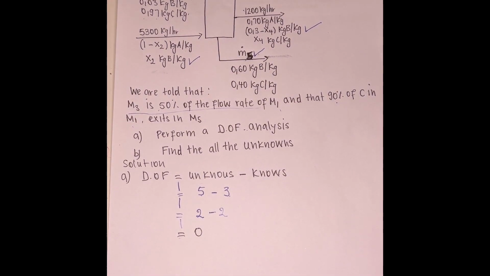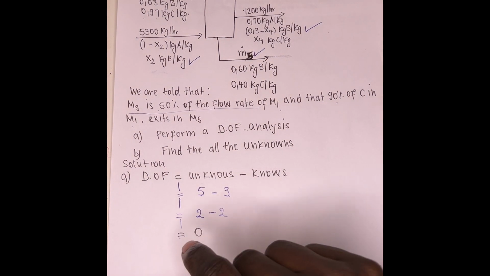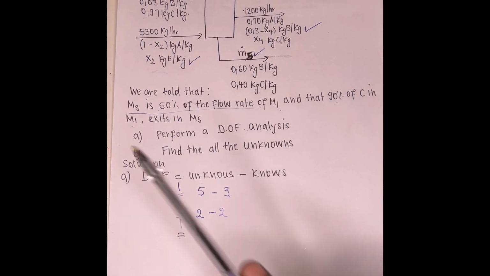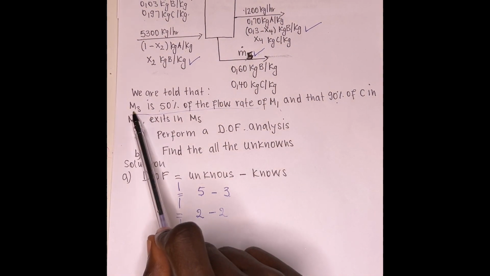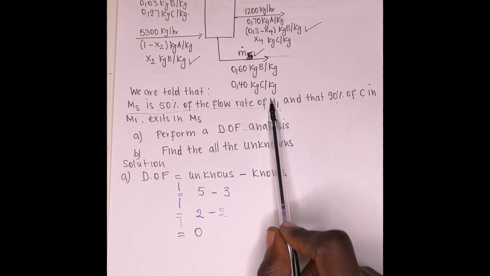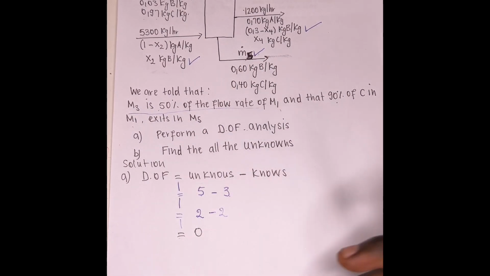Now the degree of freedom, if you don't find 0, it means you can't solve it. Because you have to find what? You have to find 0. Now, how do we find this 0? Guys, check. That's why they give us the first information here. They say M3 is 50% of what? Of M1. So from here is another equation.